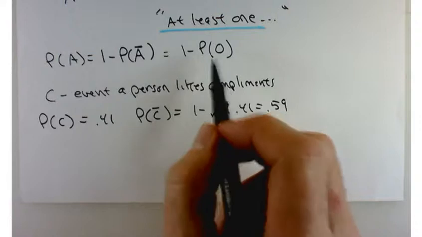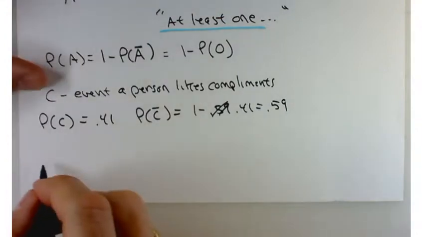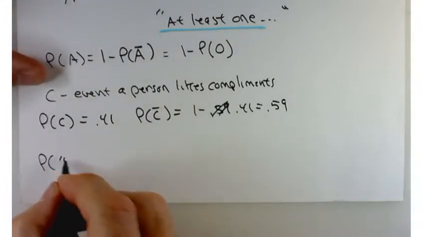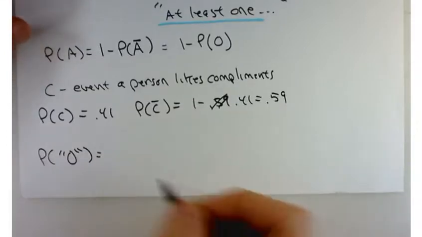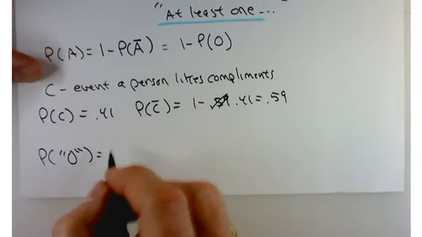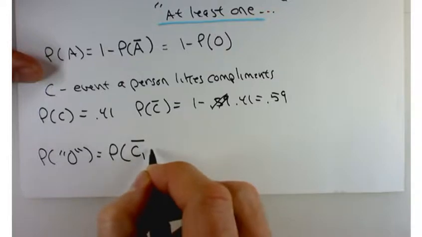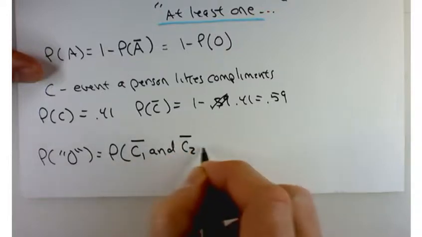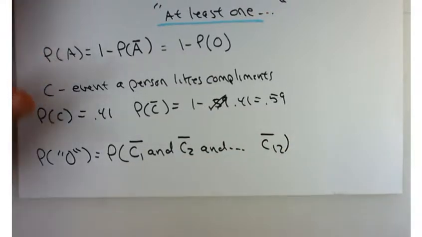Now, really, this event, what's happening in that event? Nobody out of the 12 people you got likes getting compliments. So that's going to be the probability of 0, which means that the first person doesn't like a compliment, second person doesn't like a compliment, etc. So let's see, C1 bar and C2 bar, all the way down to the 12th one. None of them like compliments.